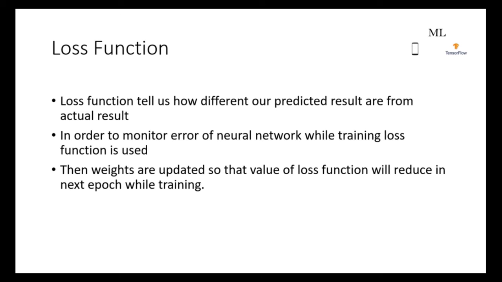Then loss function. Loss function tells us how different our predicted results are from the actual results. In order to monitor the error of a neural network while training, the loss function is used. Then weights are updated, so the value of the loss function will reduce in the next epoch while training. So if our model is not predicting the right results, then the value of the loss function will be greater. But if our model is accurate, then the value of the loss function is very small.